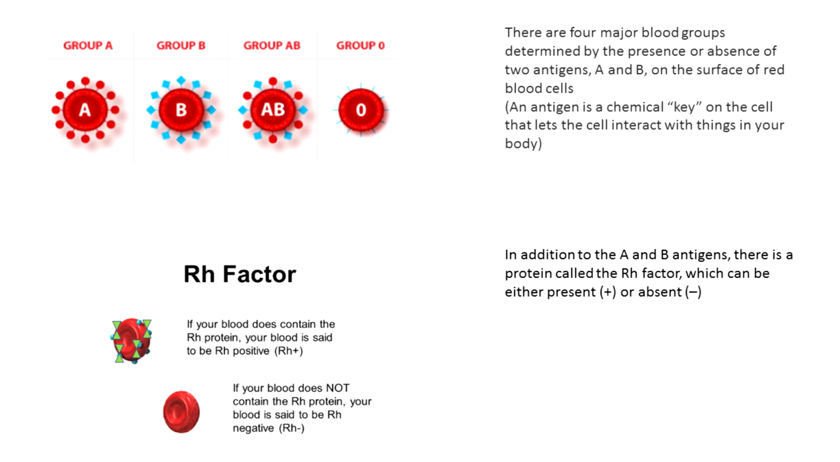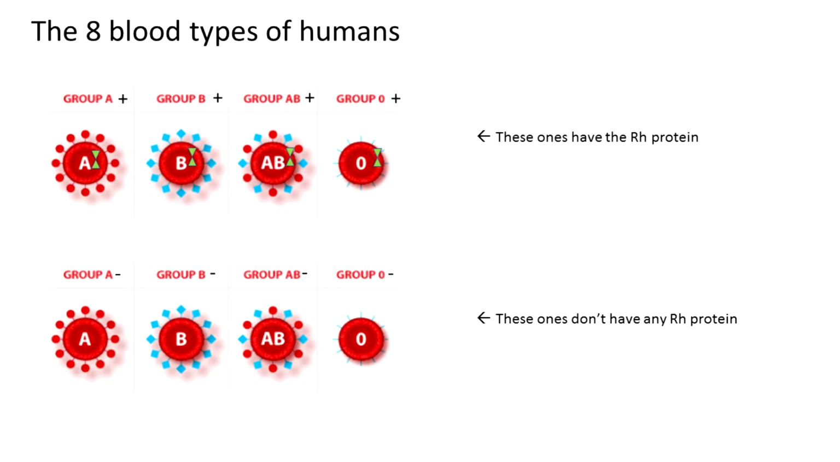Another cool thing about red blood cells is they can contain something called a rhesus protein, shortened here to RH, and red blood cells can be said to be either containing the rhesus protein, or positive, or not containing the rhesus protein, marked as negative. So you can imagine that our four blood types can also be separated by ones that have the protein and ones that don't have the protein.